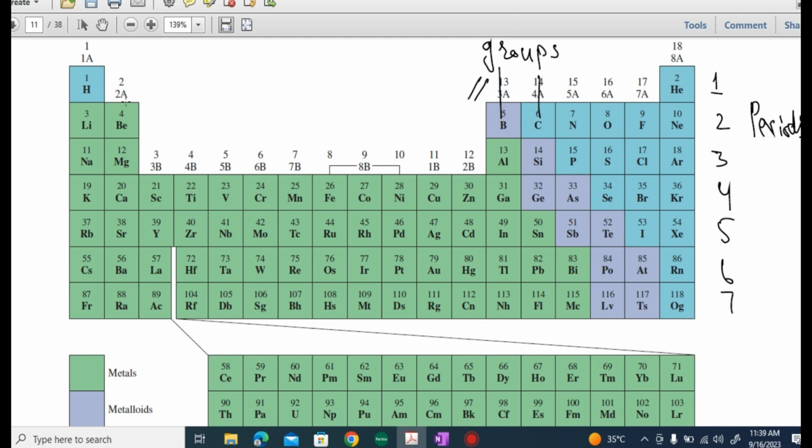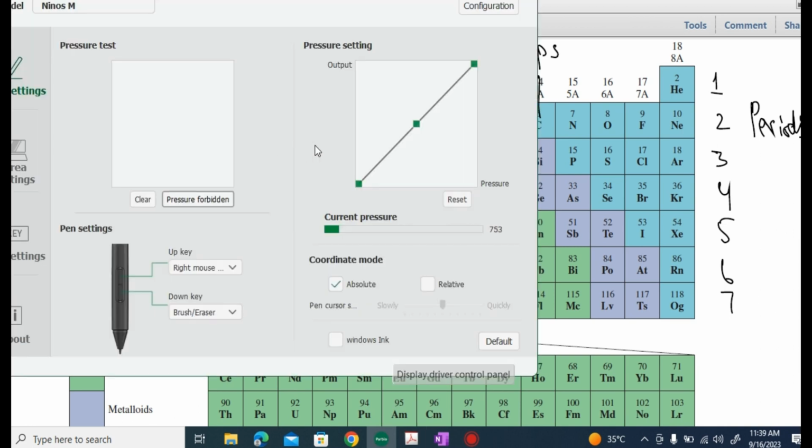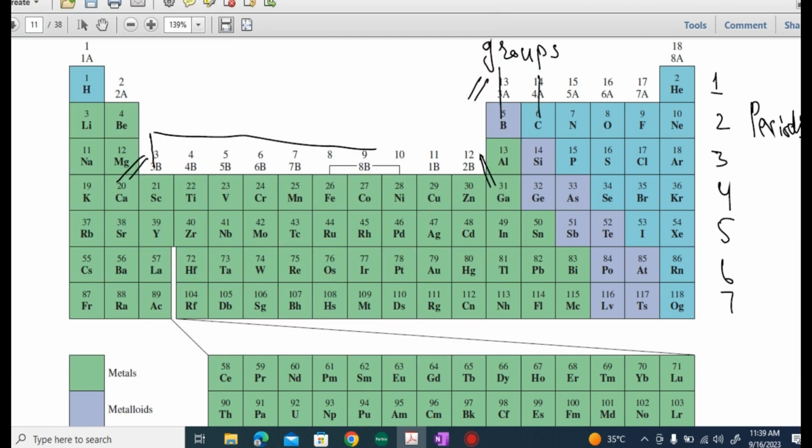Next, between group 2A and 3A, or group 2 and group 13, there is a block. This block of elements is called transition metals or transition elements. So just now you have to memorize the names: what are the periods, what are the groups.